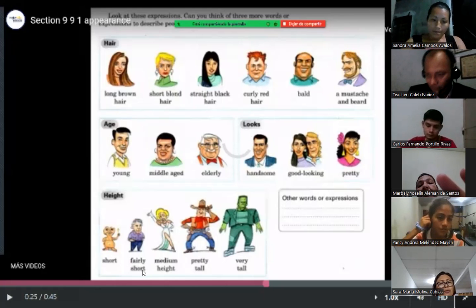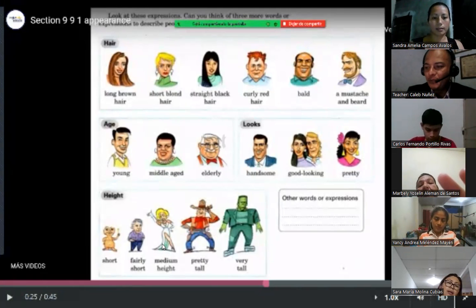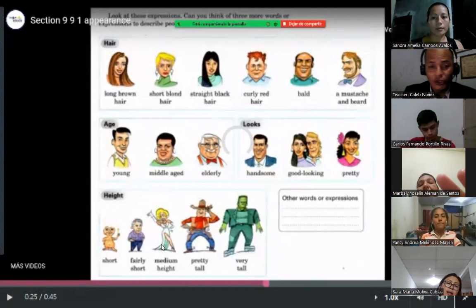Fairly short. Medium. Medium height. Medium, medium height. Close your lips. Medium height. Medium height.